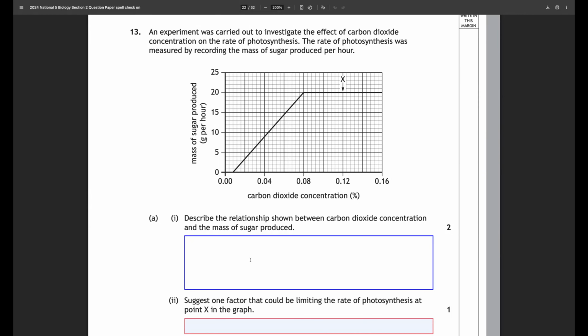Okay, what I'm interested in, when I see questions like this, I'm immediately thinking, okay, X is pointing to this flat bit of the graph, because that's going to be important later on. And I'm starting to sort of mentally think about that already. But A part 1 wants us to describe the relationship shown between the carbon dioxide concentration and the mass of the sugar produced.